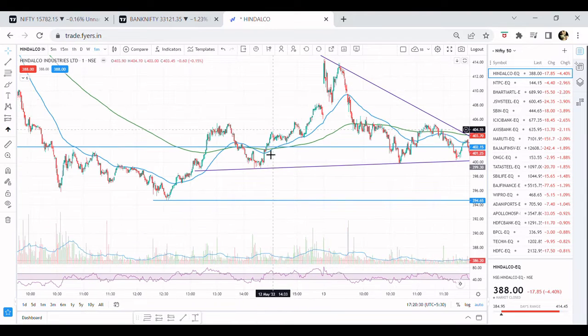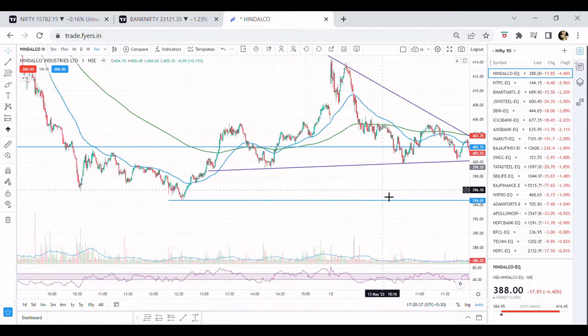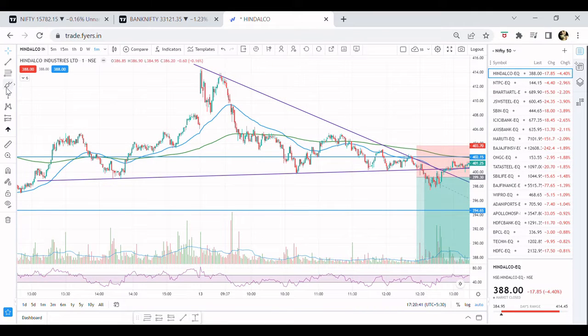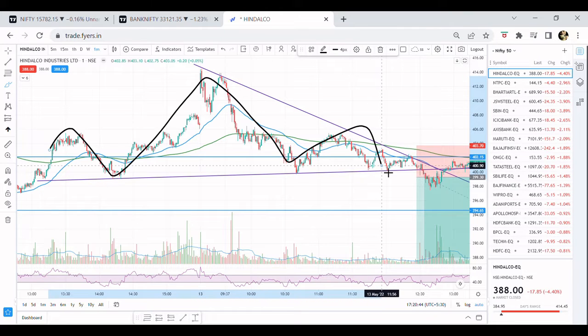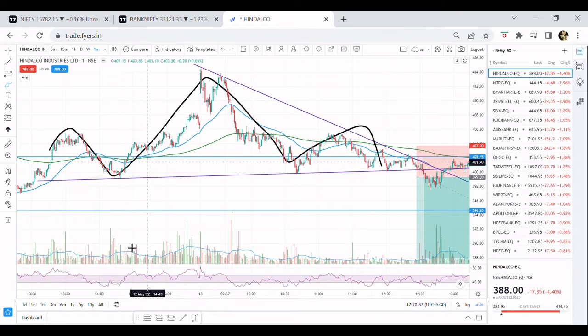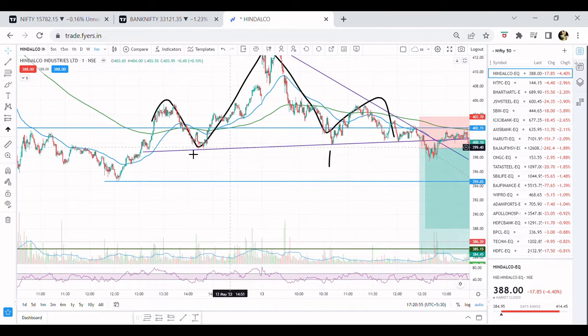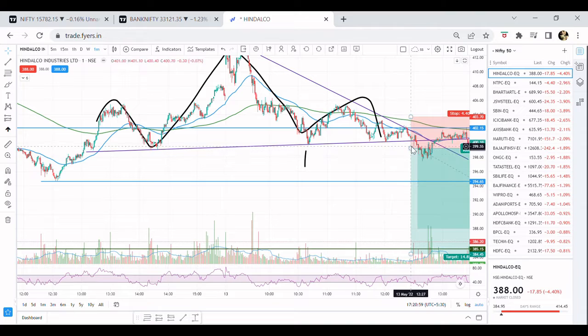You can see a good triangle pattern, and also this horizontal support line was crossed. And there is one more pattern which I saw. This was the pattern, head and shoulder pattern: shoulder, head, shoulder. So I thought this is a good bearish pattern, so I will short if this pattern is broken. So I kept my limit order below this level.